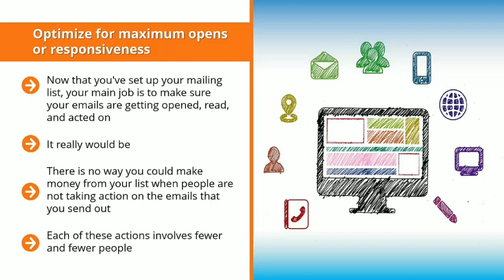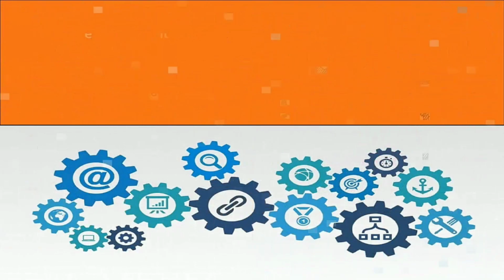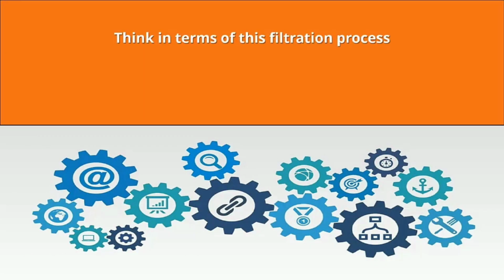You can start with 1,000 people on your list and end up with only 100 people opening your emails. Of those people, only 20 might end up clicking on the link included in the body of your email. Think in terms of this filtration process. Try to maximize the percentage of people taking action at each step. Start out with a large base of list members. Try to maximize the number of people opening your email, and then work to increase the number of people reading through your emails and clicking through to your target website.